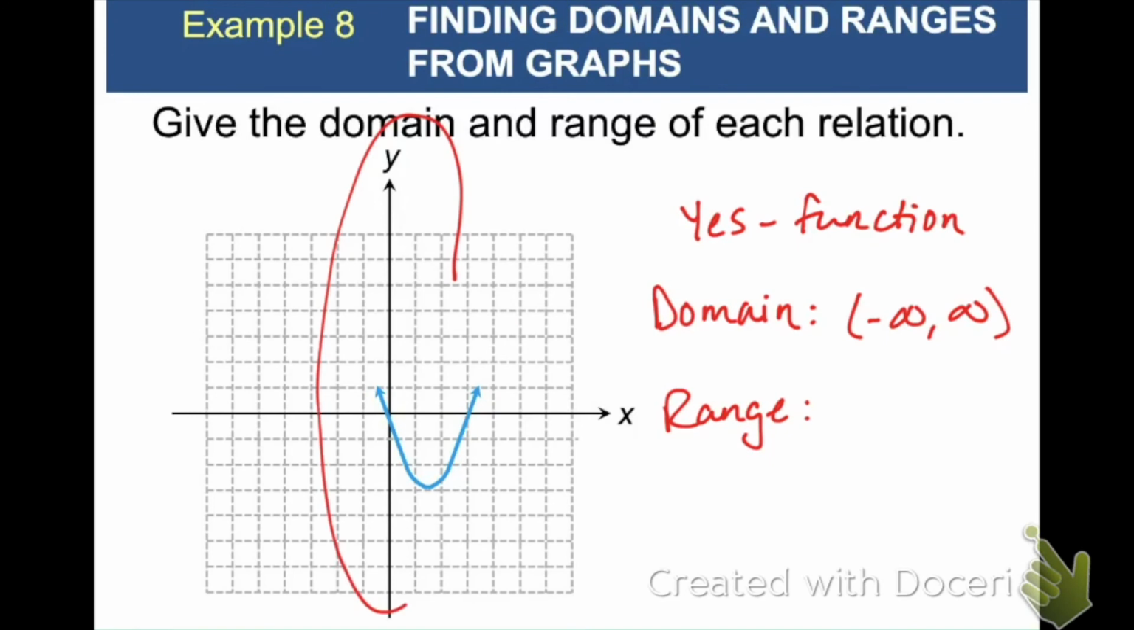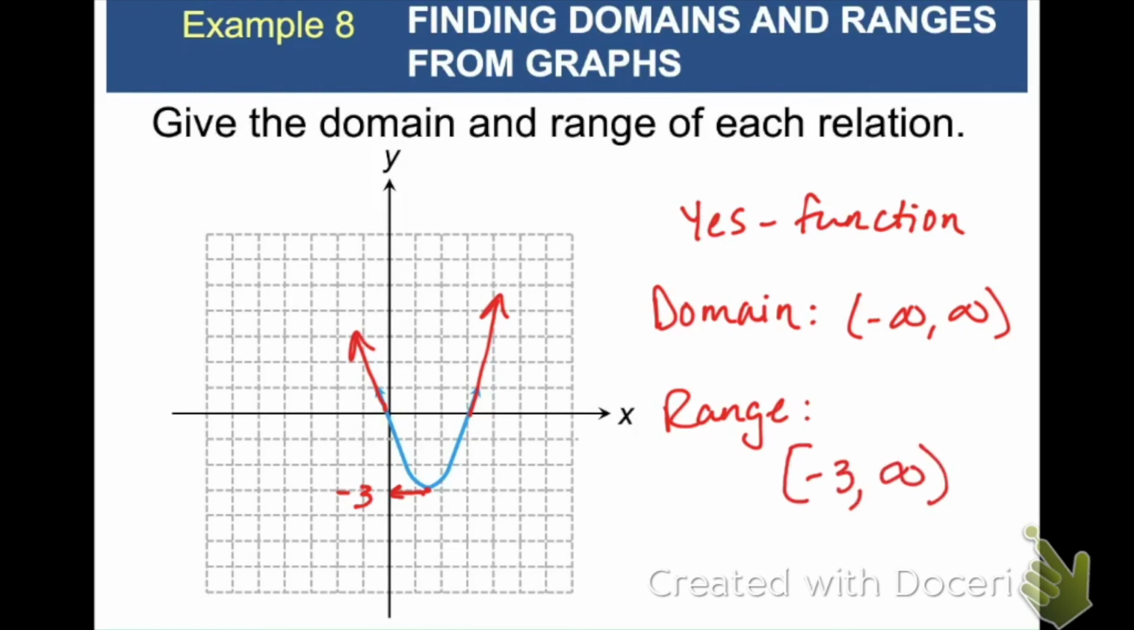Range is the y values, so you're thinking about the y-axis. The y-axis goes up and down. So you want the highest point and the lowest point that this graph goes to. This lowest point is right here. On the y-axis, that's -3. So the lowest point is -3, but the highest point, these arrows are saying that this graph goes up forever. It doesn't stop. So my lowest point is -3, and my highest point, it doesn't have one. It goes on forever, so I'm going to put infinity.